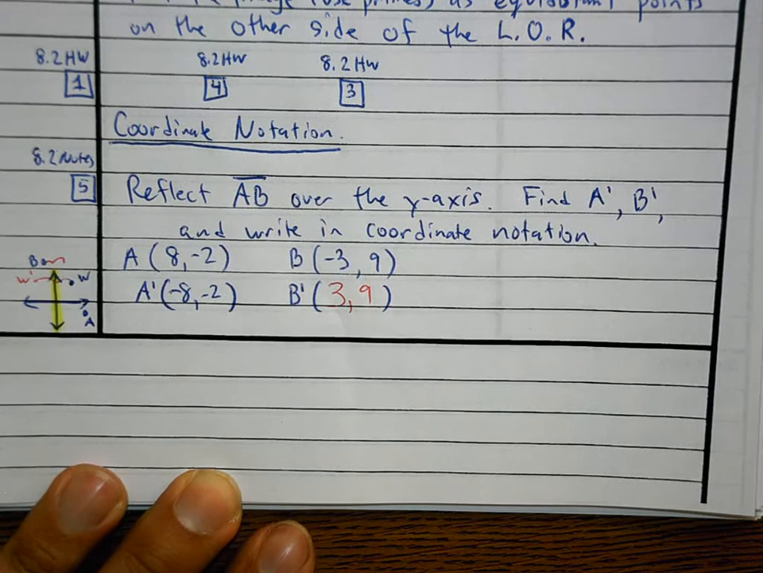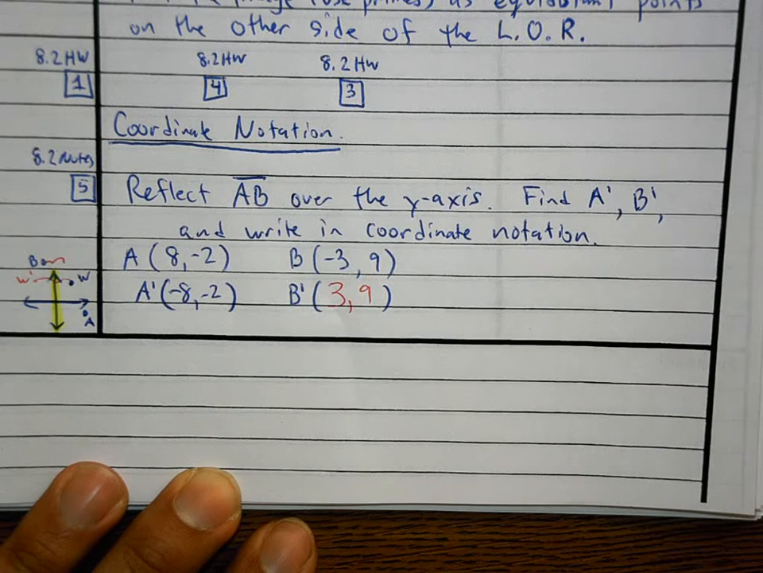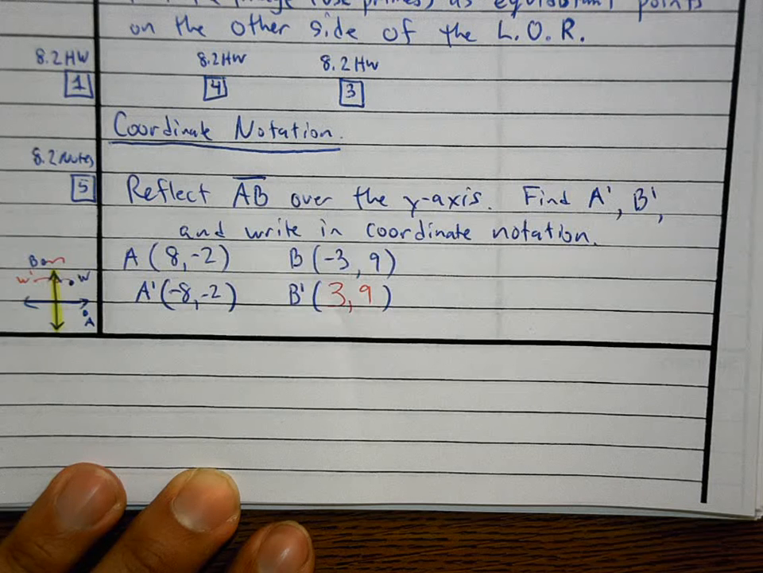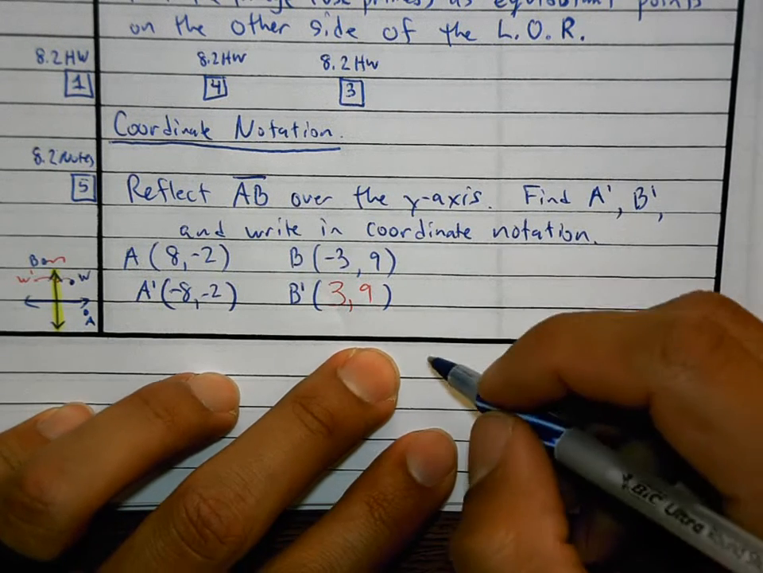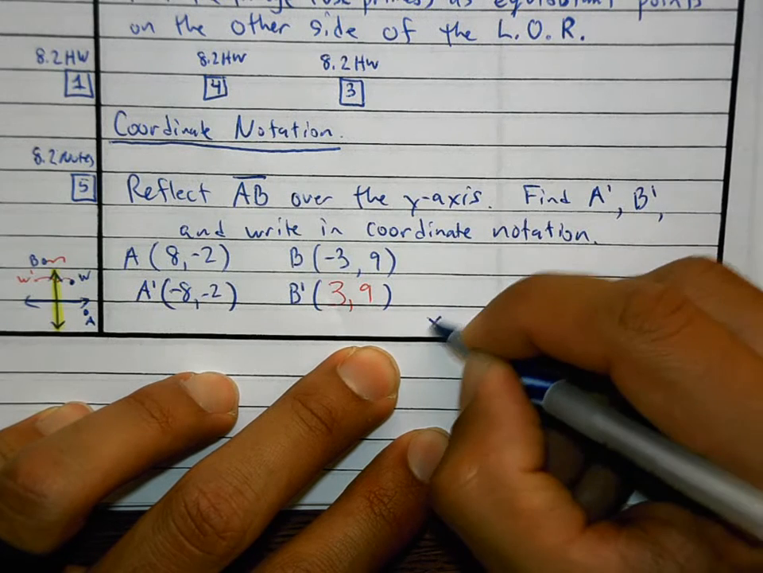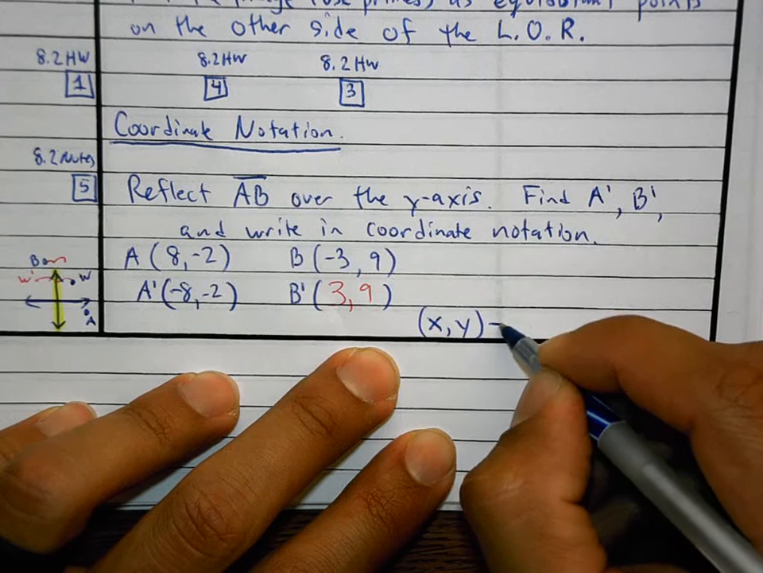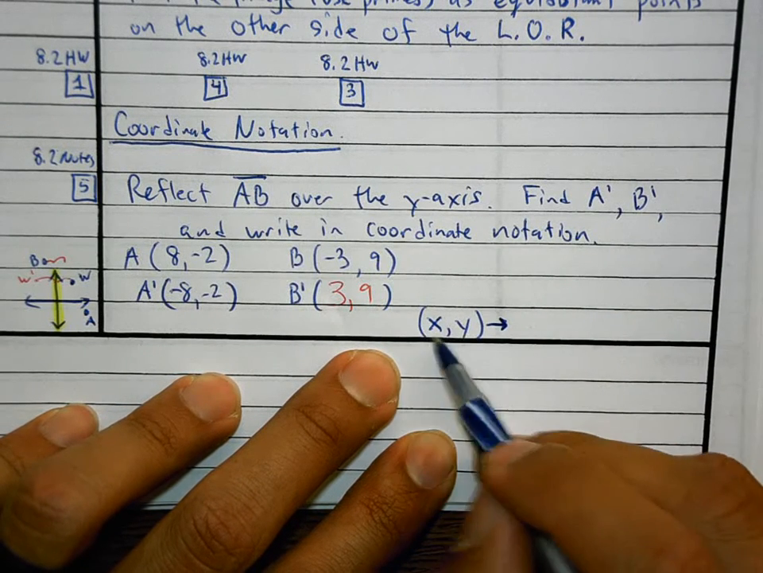So these are our two first answers, A prime and B prime. And it says write in coordinate notation. This is the hardest part for you as freshmen. It's figuring out how do I write this in coordinate notation. Here's how we start, just how we start all transformations. X comma y is transformed. That's what the arrow means. Moves to. XY is transformed.